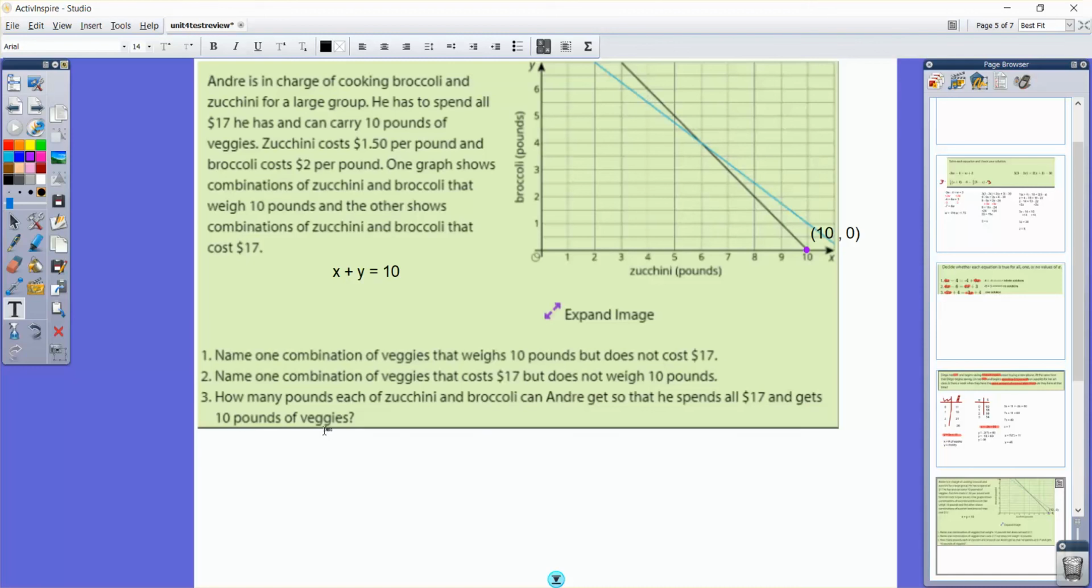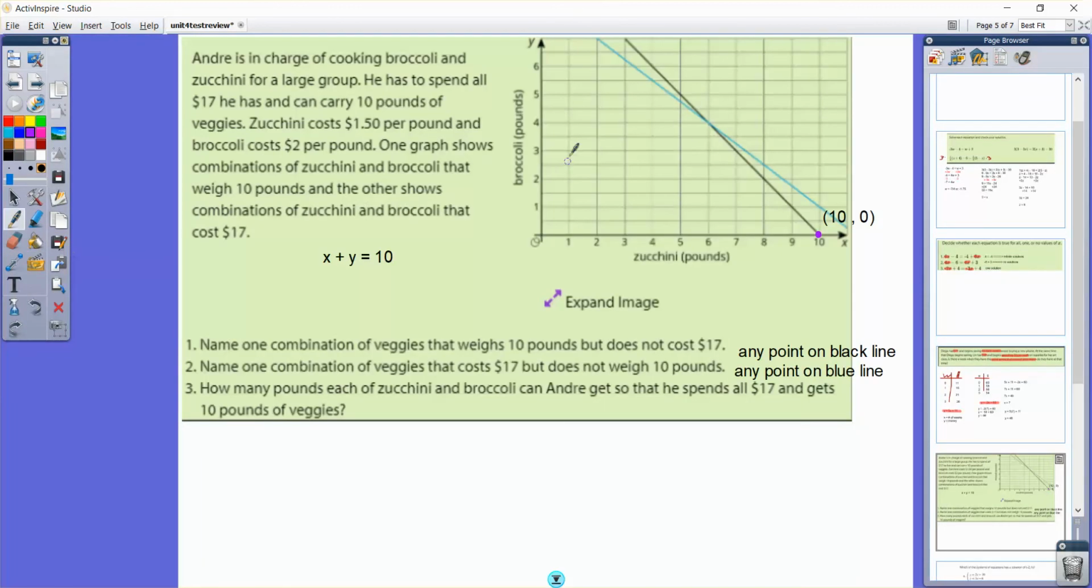So for number 1, any value on the black line, and for number 2, any point on the blue line. For number 3, how many pounds of zucchini and broccoli can Andre get so that he spends all $17 and gets 10 pounds of veggies? If we have been following along with what systems mean, these two lines have a point of intersection. This point here is the combination of zucchini and broccoli that yields 10 pounds and costs $17.